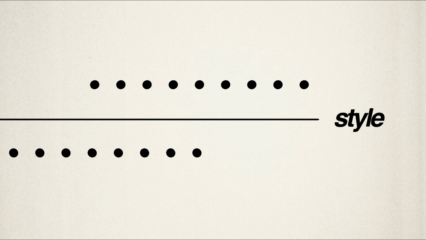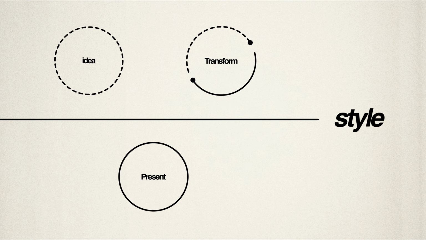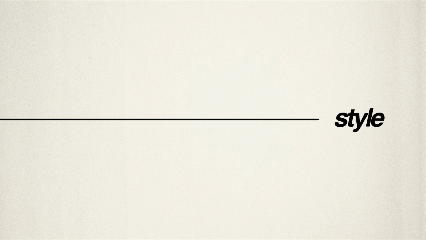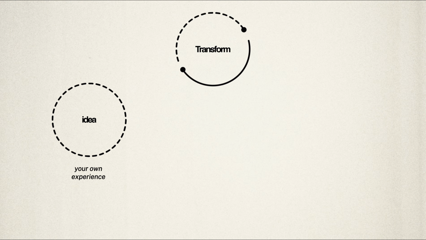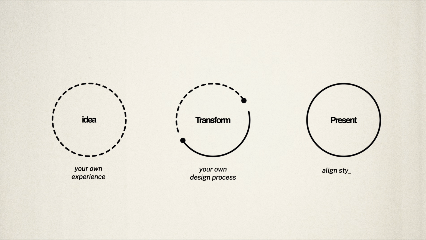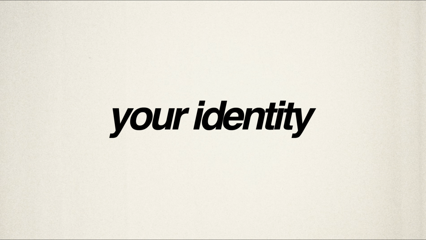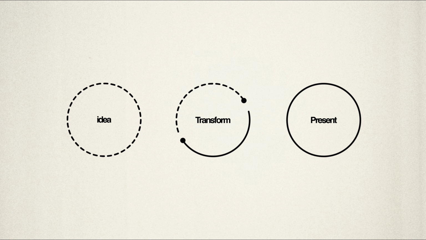Every decision you make in presentation should stay as close to that line as possible so that your presentation and your work is aligned. And over time, that line becomes a style that is uniquely yours, because your ideas come from your own experience. Your transformation reflects your own design process, and your presentation aligns your style with the 2 previous steps. This is what makes your work irreplaceable, because this style is you. It's your identity. It cannot be copied or replaced, not even by AI. Now you understand the fundamental logic of design.